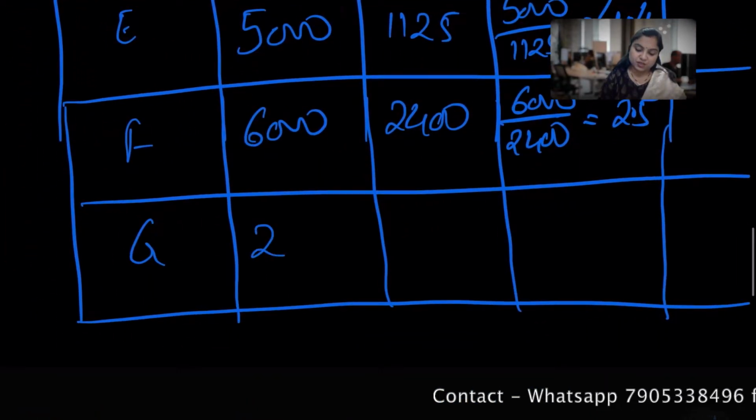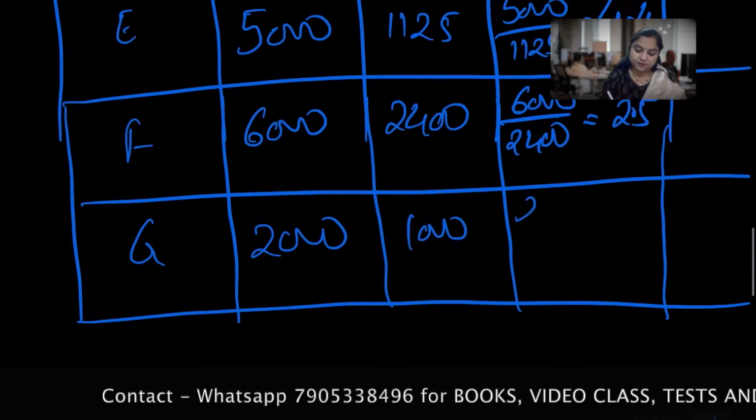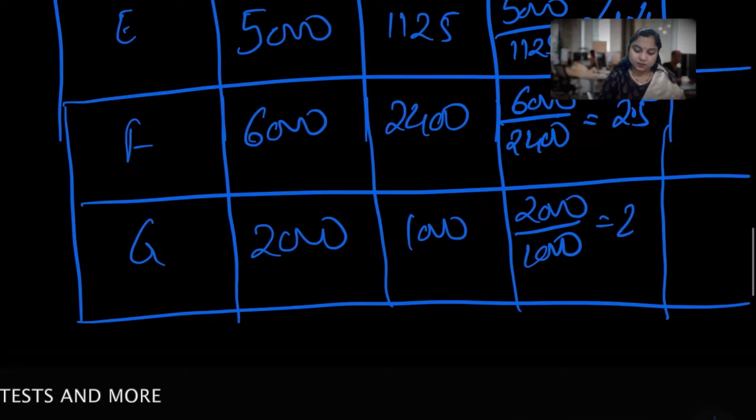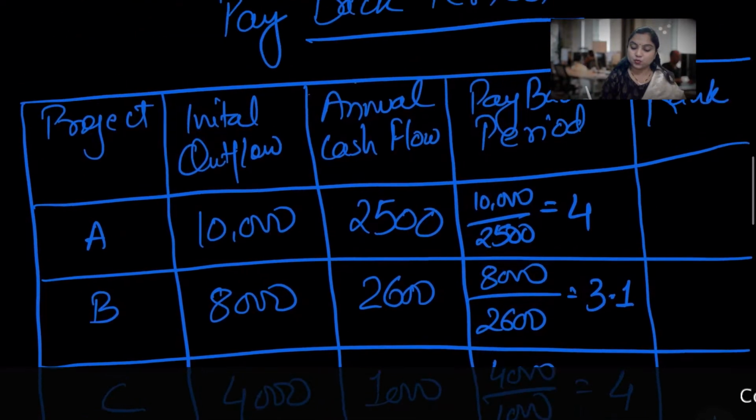And for project G, we have 2,000 and 1,000. Payback will be 2. Okay.